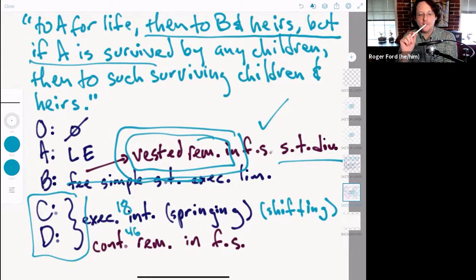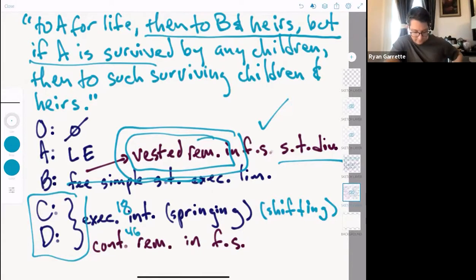Mr. Garrett. I feel like the language would be a contingent remainder, versus a vested one, just because it says if and when he survives his wife, assuming that his wife is alive at the time. And if it had said, comma, but if he doesn't survive his wife, then that would be different, and I would think that would be vested. Mm-hmm.